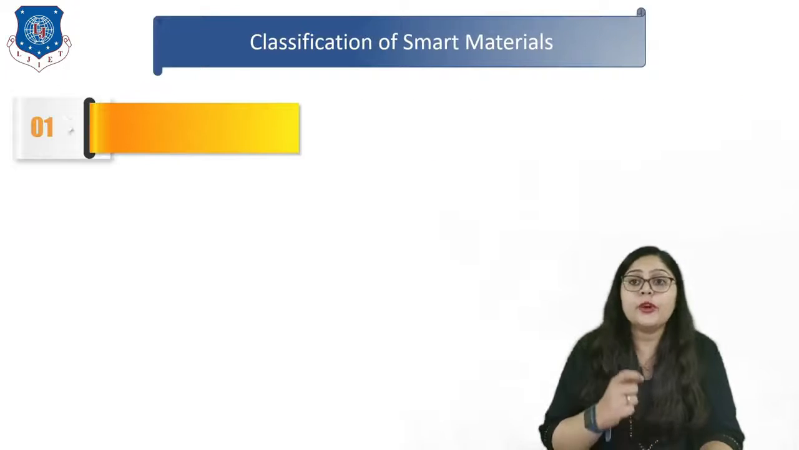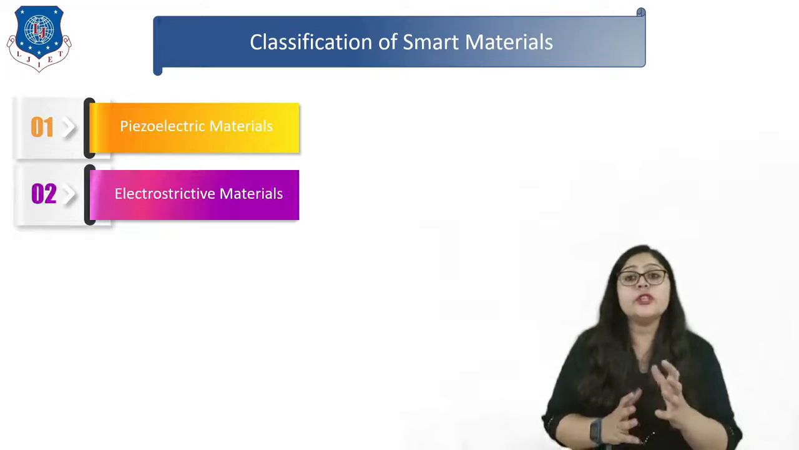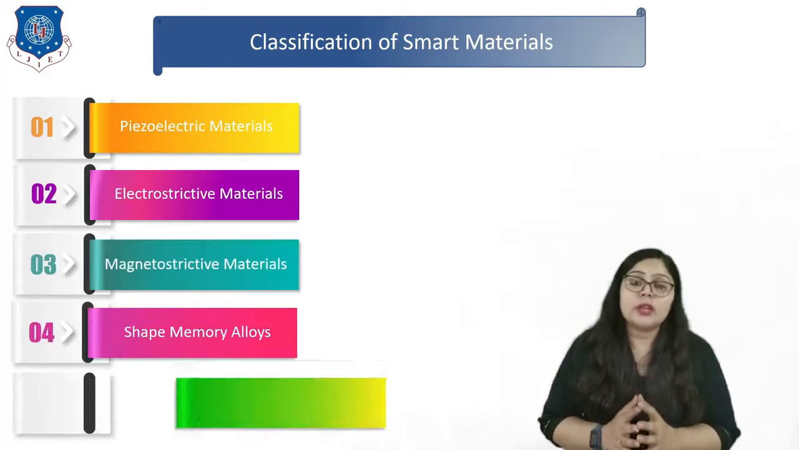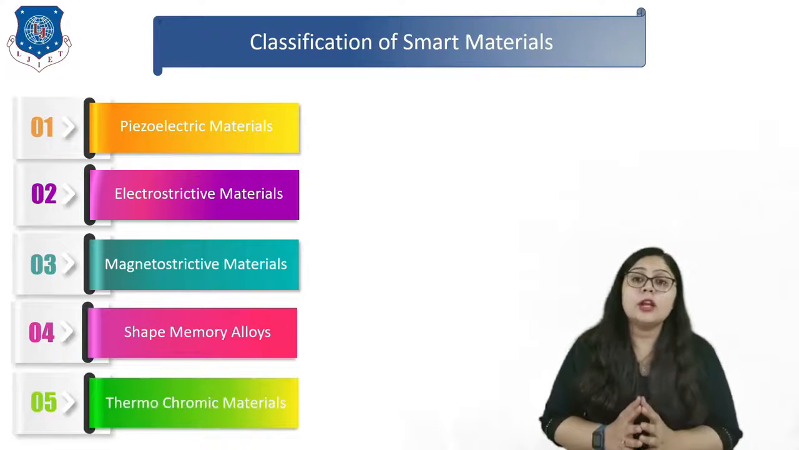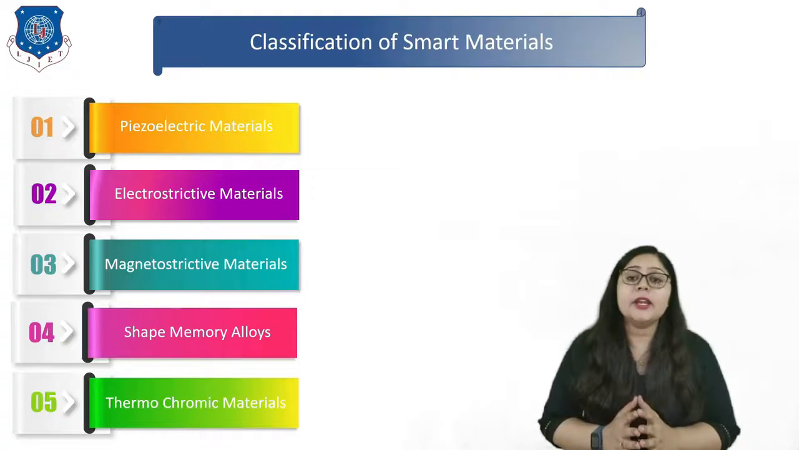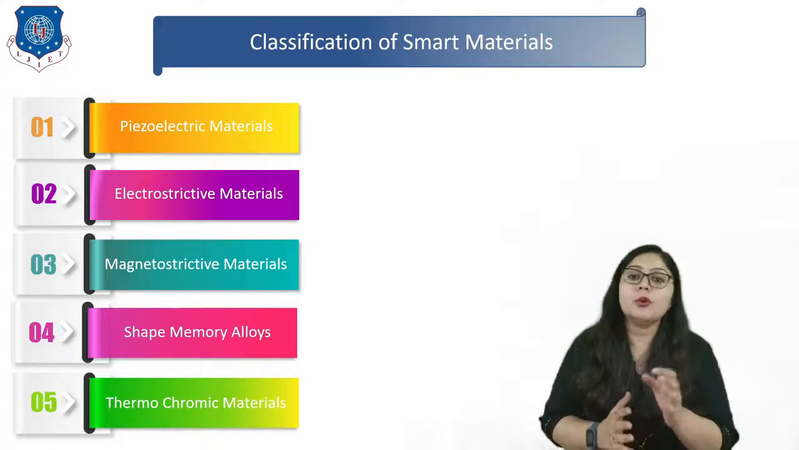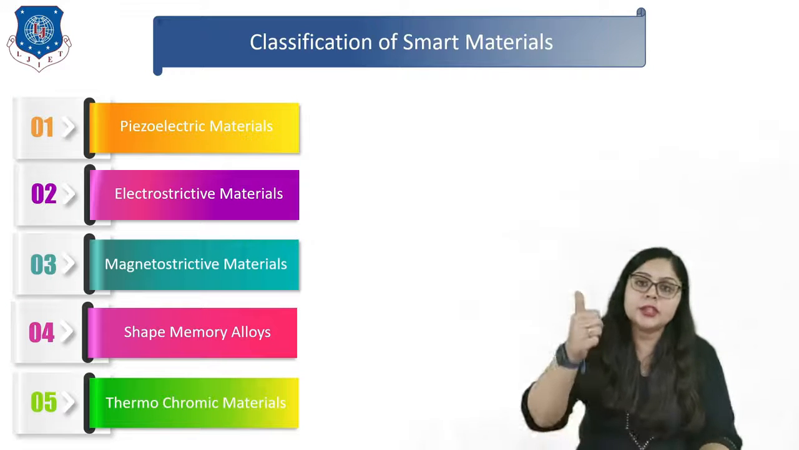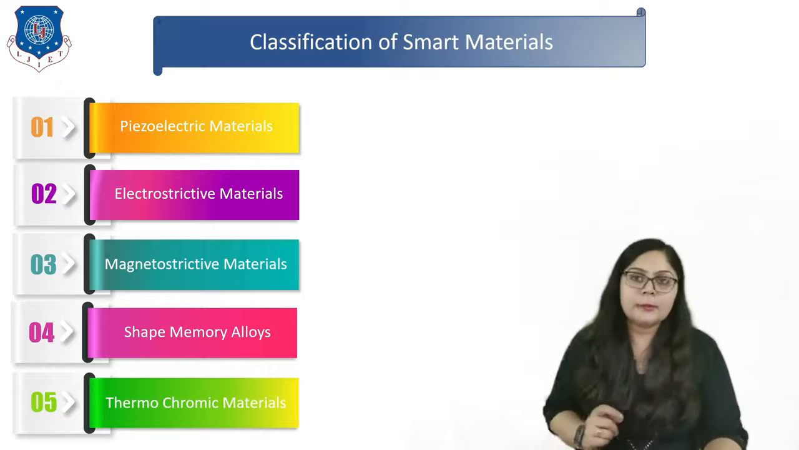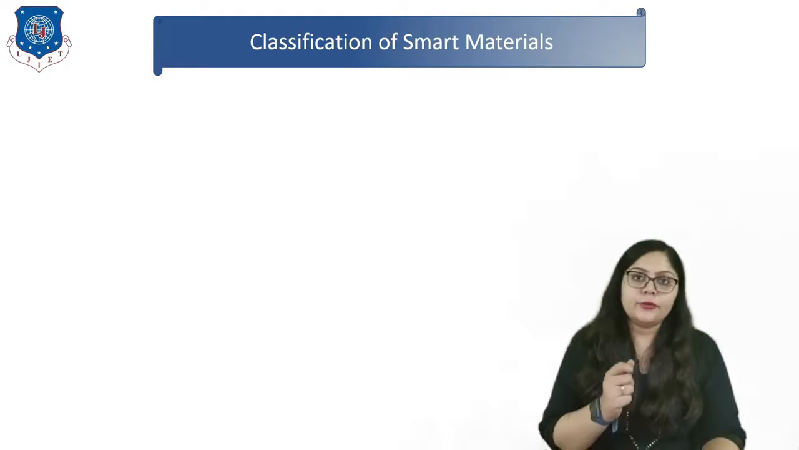Here the first type is piezoelectric materials. The second one is electrostatic materials. The third one is magnetostatic materials. The fourth one is the shape memory alloy, and the fifth one is the thermochromic materials, right? So these are all the classifications. Now let us understand them one by one, right? Let us understand first.